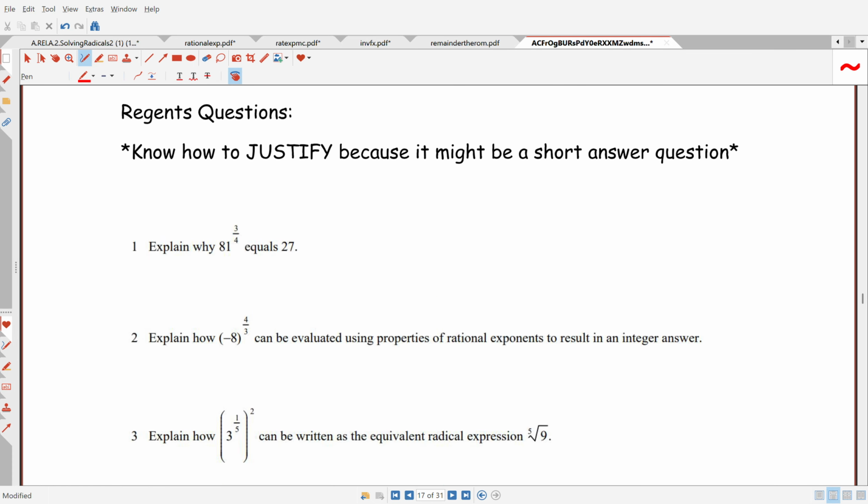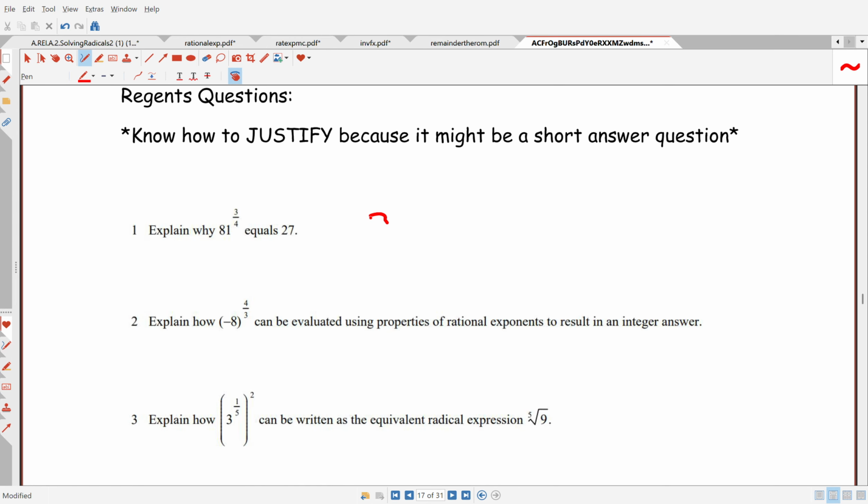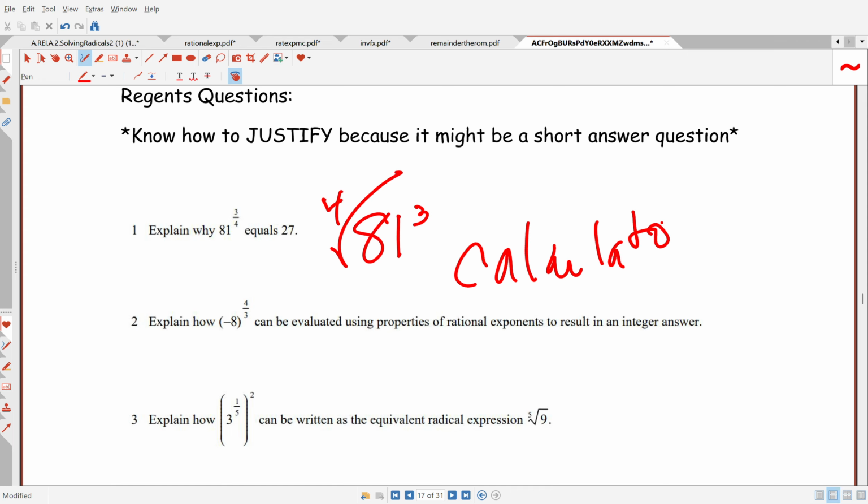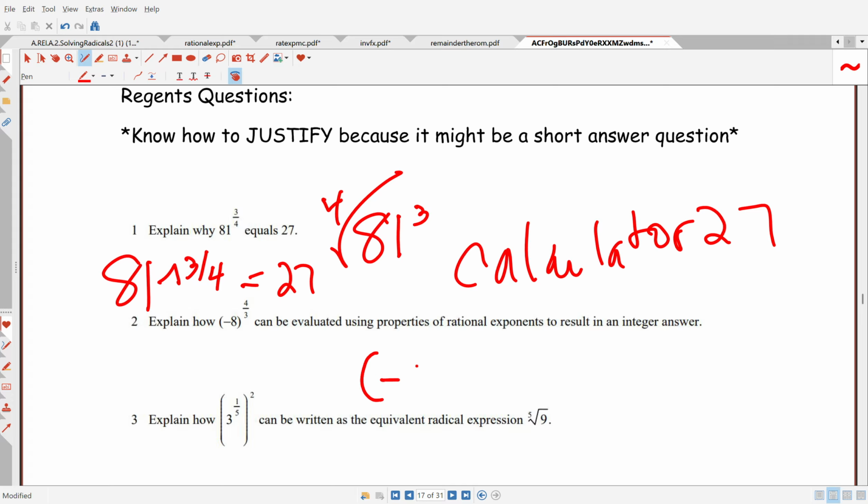All right, let's do number 1 here. Let's do these Regents ones. I would rewrite power root. And then I would use my calculator, and the calculator gives me 27 when you plug it in. Even if I plugged in 81 raised to 3 divided by 4, I will get 27. So you would just have to show the power over root.